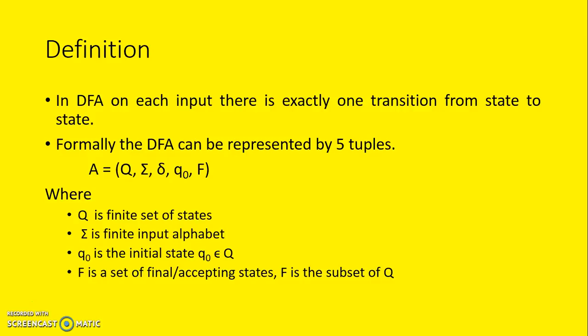Formally, the DFA can be represented by 5 tuples. A is equal to (Q, sigma, delta, Q0, F), where Q is a finite set of states, sigma is a finite input alphabet, Q0 is the initial state, that is, Q0 belongs to Q, F is the set of final or accepting states, F is a subset of Q.